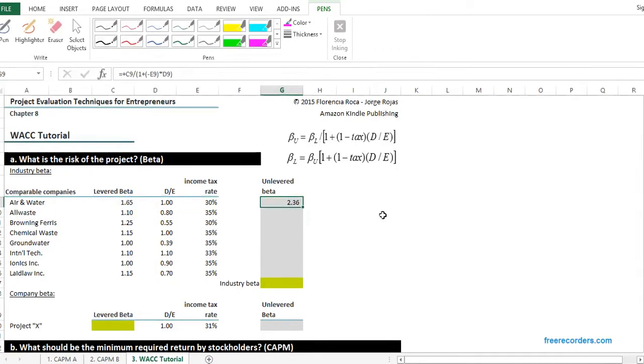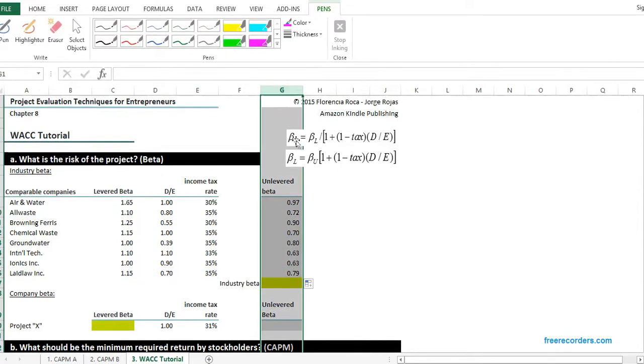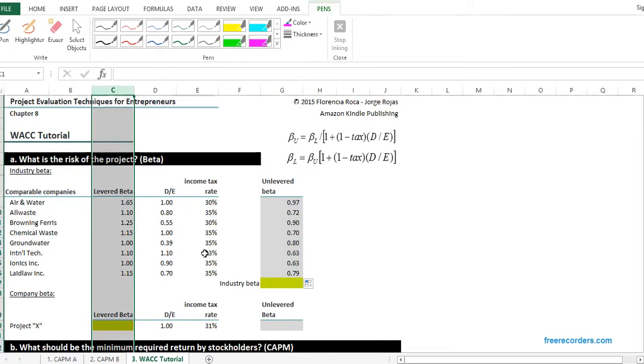I repeat, the levered beta divided by 1 plus 1 minus the income tax rate times the debt to equity ratio here. I should always obtain a smaller number, in this case 0.97. So I copy for every company. You can see all the numbers in the column at the right are smaller than the numbers in the column at the left. So now we can average.